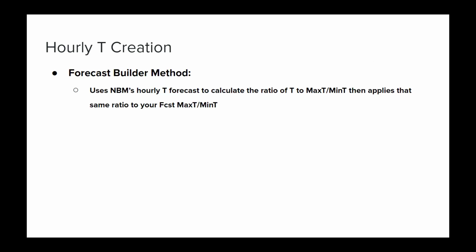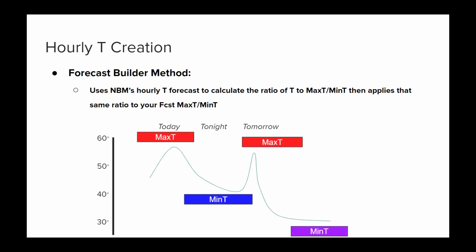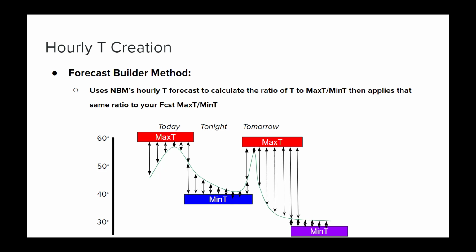So how does ForecastBuilder's method to create hourly temperature from the min and max work? It uses the MBM's hourly temperature forecast to calculate the ratio of each temperature at each hour to max T and/or min T, and then applies that same hourly ratio to your forecast max T and min T to make your hourly temperature. In this example, notice we've thrown a curveball into our diurnal trend here, and we have a strong cold front forecast early on the second day.